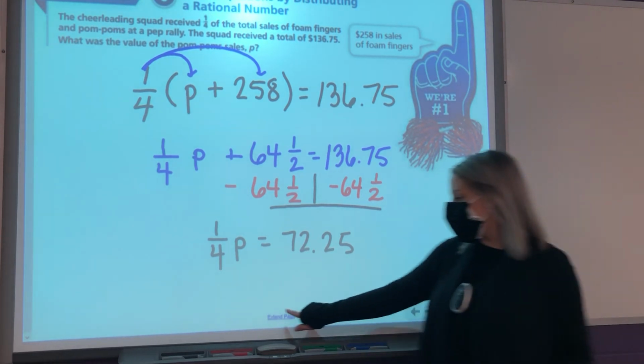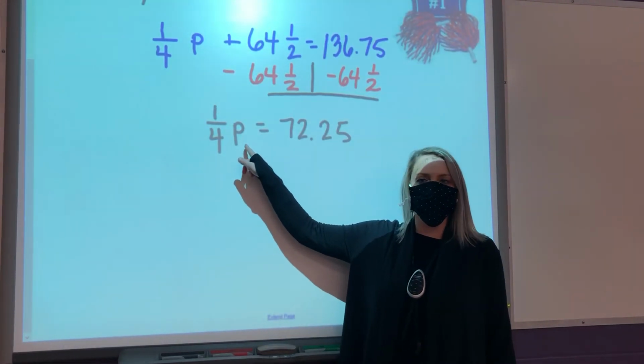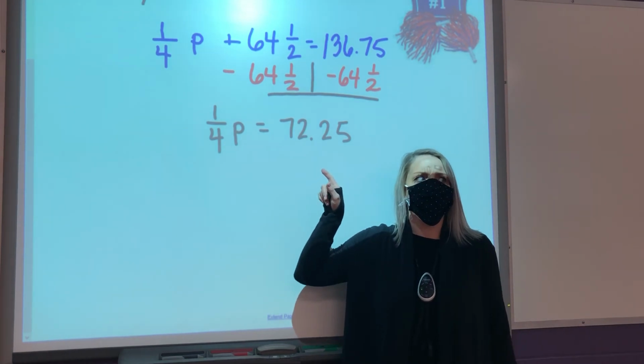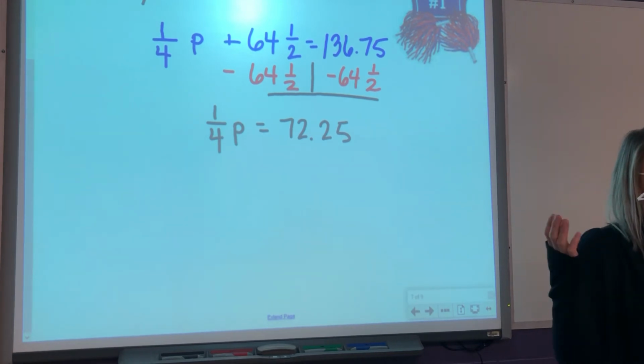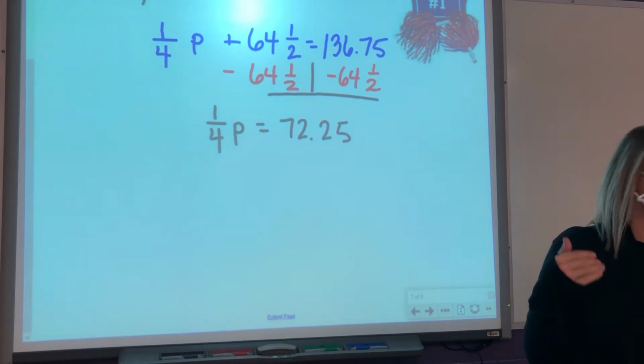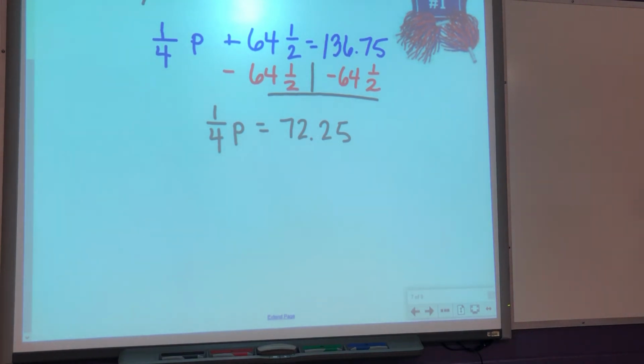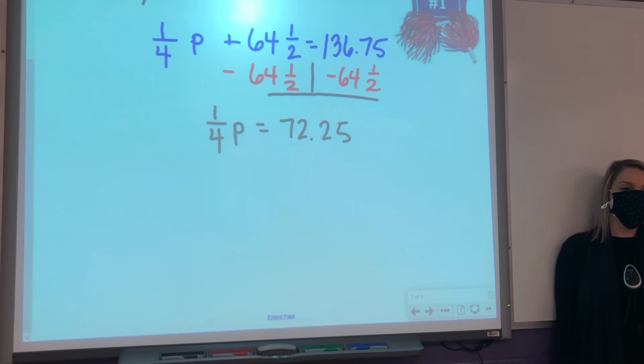All right, now 1/4 is being multiplied by p. What's the opposite of multiplying by 1/4? Dividing by 1/4. What else could I do instead of dividing by 1/4? Anyone know? You could just multiply. What could you multiply by? Well, you could just multiply by 1/4. Well, if I multiply 1/4 by 1/4, I get 1/16. That doesn't work either. No, but I like the fact that you think you can multiply by something.